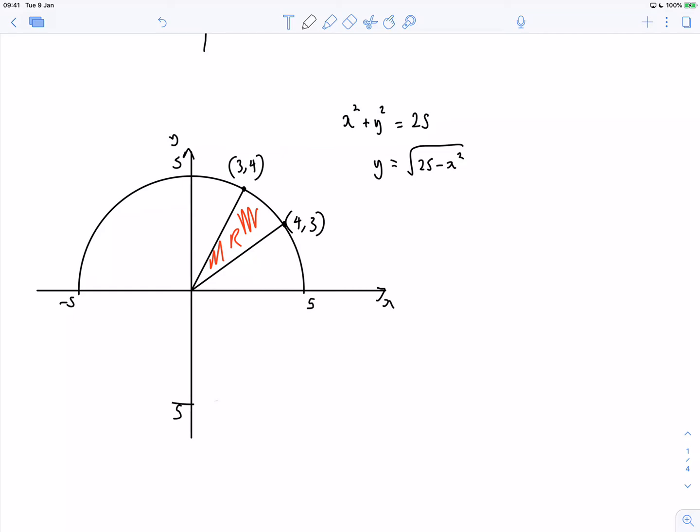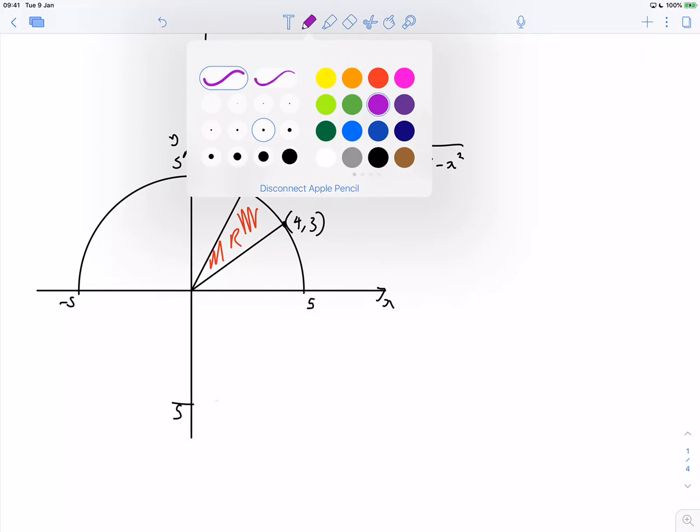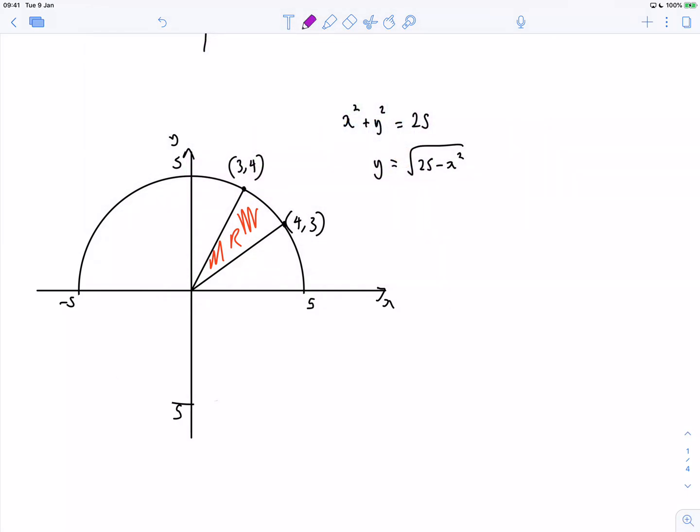And then you could just integrate, but you'd have to be a little bit careful. Let's see what the problem is. If you integrate between 3 and 4, you'd find this area, so you'd have to subtract this bit. And if you integrated between 0 and 3, you'd have to subtract this bit and this bit. So actually, it gets messy quite quickly.